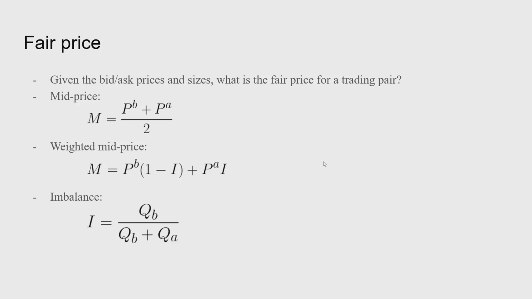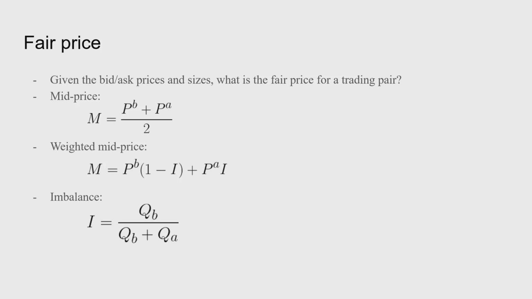In our trading strategies, a statistic that is commonly used is the fair price. Given the prices and sizes of the bids and asks of the order book, what is the fair price for a trading pair? Since we typically expect this value to be somewhere in the spread, a measure that is commonly used is the mid price, that is the average of the best bid and ask prices.